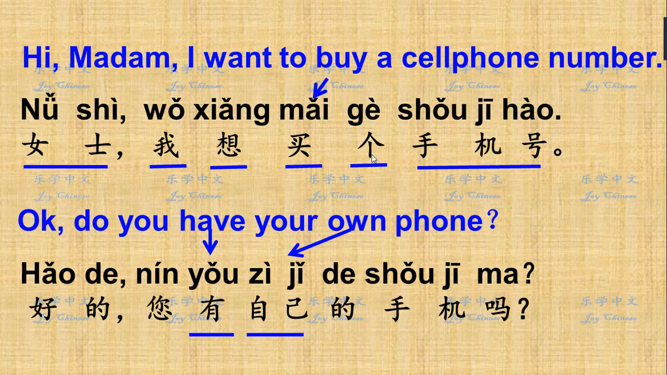In Chinese, they say 一个苹果. You have to have this measure word in front of something. You can also say 买一个. Of course, you can also not use one here, because when you say 买个, it means one. If you want to buy two, you can say 买两个.